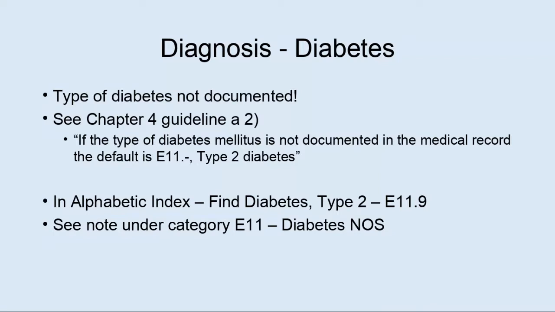However, if you look at the Chapter 4 Guidelines A2, it says if the type of diabetes mellitus is not documented in the medical record, the default is E11 type 2. So that's where we're going to go. So in the alphabetic index, find diabetes type 2, E11.9. And if you look in the tabular list, you're going to see that this is diabetes not otherwise specified. So again, that reassures you that you're in the right place. And that might be something that you want to underline also. We don't have any information about complications to the diabetes, so we're just going to use E11.9, diabetes without complications. We're going to assume that if there was a complication, it would be mentioned.